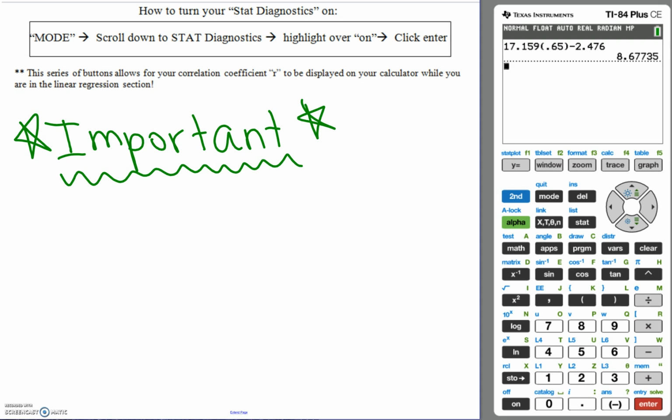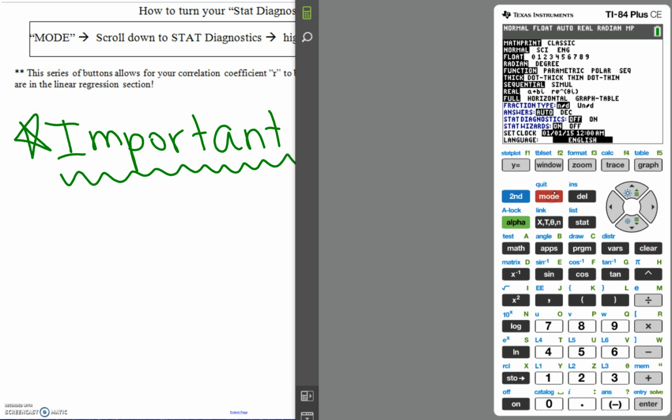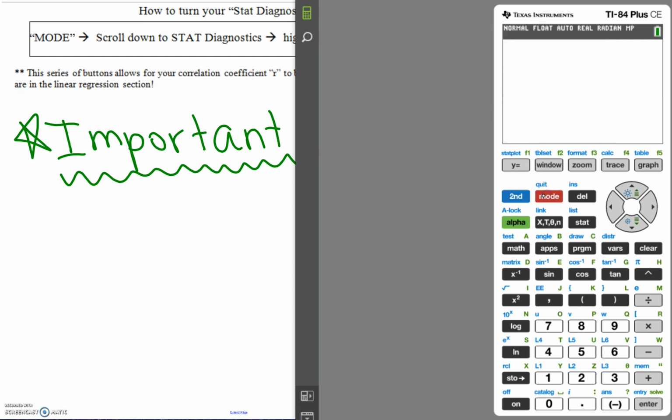So in order to get your correlation coefficient, you must make sure that your STAT diagnostics is on. What I would recommend, when they clear your calculator the day of the Regents or the day of the test, is to go to Mode, scroll all the way down to STAT Diagnostics. It's automatically going to be set to off. We want to turn that on by using the right arrow and hitting Enter. From here, you'll see that it is on and we can get out of that screen.